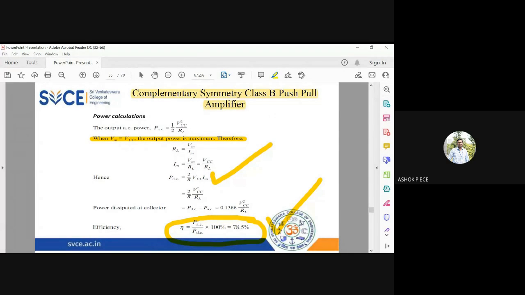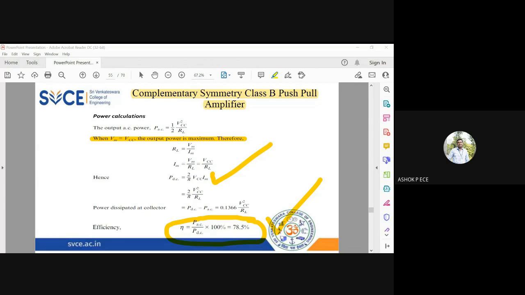So this is the efficiency of the complementary symmetry push-pull amplifier. This efficiency is going to be the same as that of your conventional class B push-pull amplifier also. These two amplifiers have the same efficiency value, 78.5%. I again repeat, the efficiency is very high because each transistor is on only for 50% of the time. When you don't use the transistor for the remaining 50%, there is no current flow and no power loss. In that case, you have savings in power and your efficiency increases.